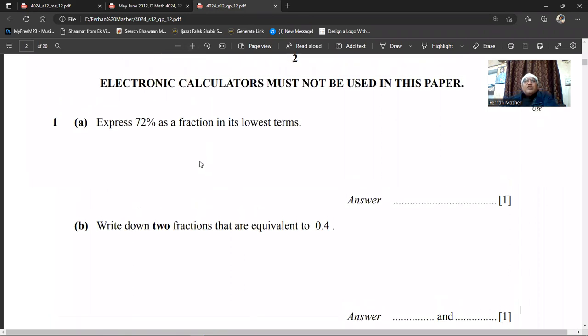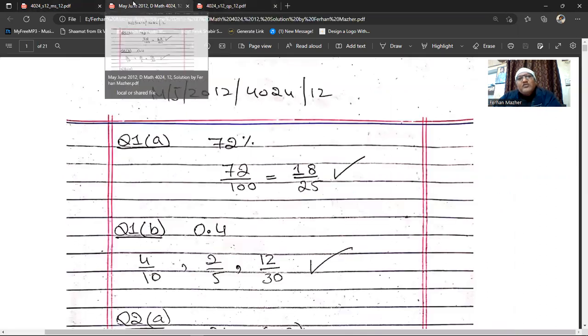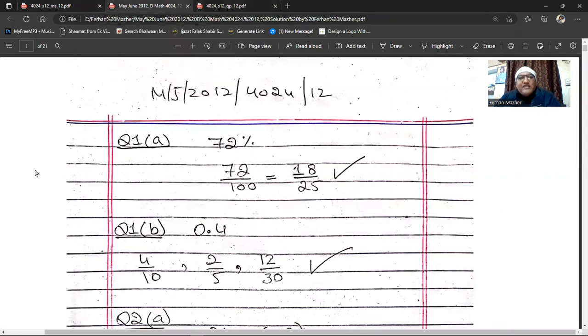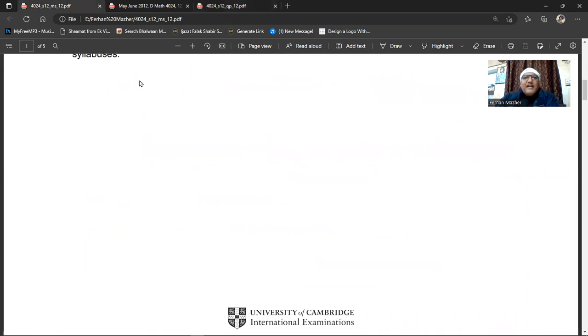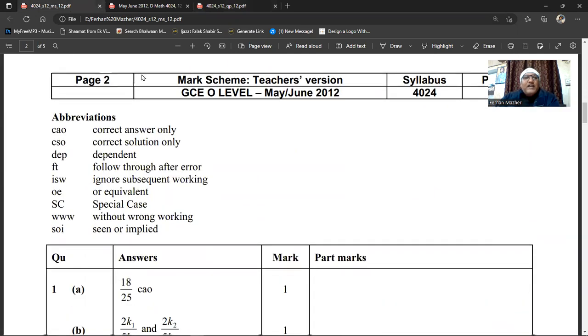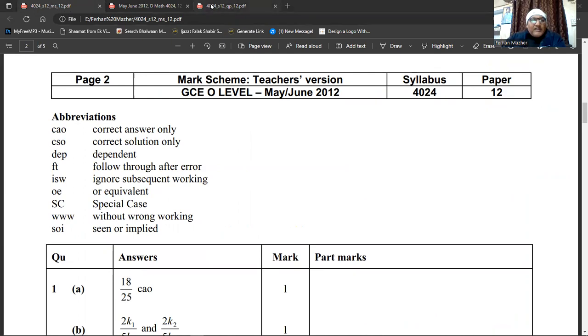Question number 1, A part, he says express 72% as a fraction in its lowest terms. So 72% means 72 by 100, and then you can cancel both the numerator and denominator by 4. So you will have 18 by 25. So 18 by 25 is the right answer.